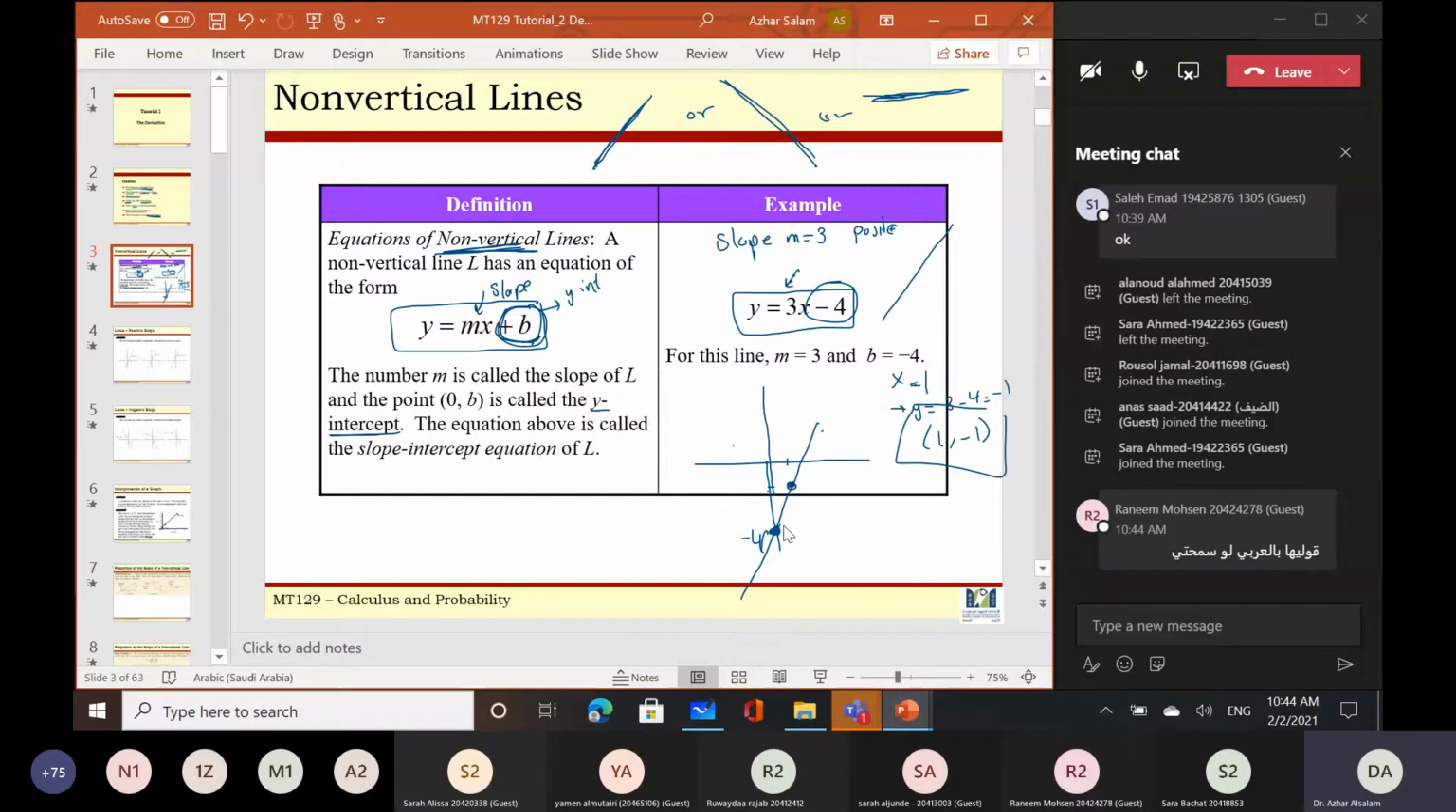عشان أرسم الخط المستقيم أحتاج إلى نقطتين. أنا عندي هنا نقطة جاهزة اللي هي نقطة التقاطع مع المحور الصادي. أحتاج نقطة ثانية. أفرض أي قيمة للإكس. أسهل قيمة ممكن أعوض فيها هي إكس تساوي 1، لأن السالب 4 هي قيمة الواي عند الإكس تساوي 0، معناتها أحتاج قيمة غير الصفر. طلعت لي إن الواي تساوي السالب 1. هذه هي النقطة. أوصل بين النقطتين وأمد الخط المستقيم من الجهتين فأحصل على السكتش لهذا المستقيم.